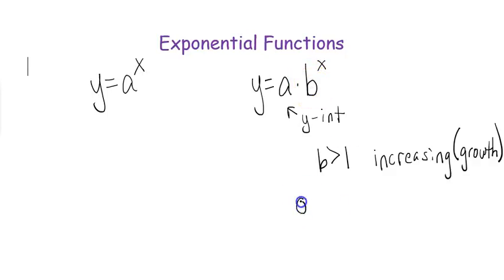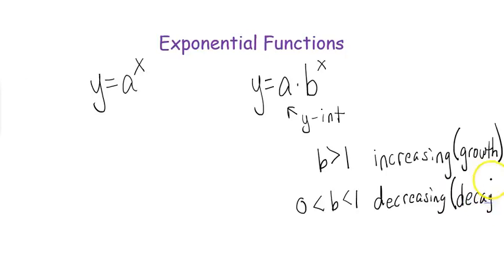If it is between 0 and 1, it is decreasing. That can be known as decay. So like your car depreciating when you drive it off the lot. Half-lives, if you've studied half-life of carbon or things like that. Those are decay situations.